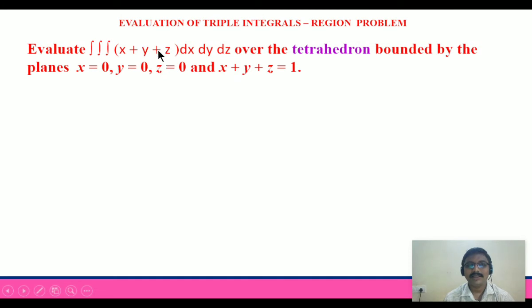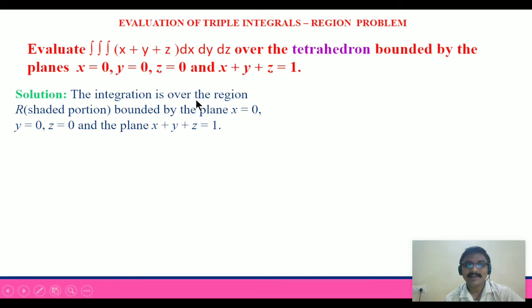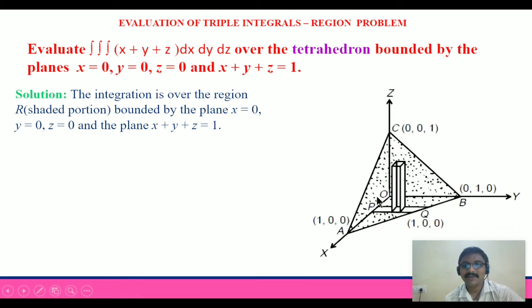Evaluate the triple integral of x plus y plus z dx dy dz over the tetrahedron bounded by the planes x is 0, y is 0, z is 0 and x plus y plus z equal to 1. So the given region is a tetrahedron. Solution: the integration is over the region or shaded portion bounded by the planes x is 0, y is 0, z is 0 and x plus y plus z is 1. So this is the shape of the region, a rough sketch of the region. So it is a tetrahedron.